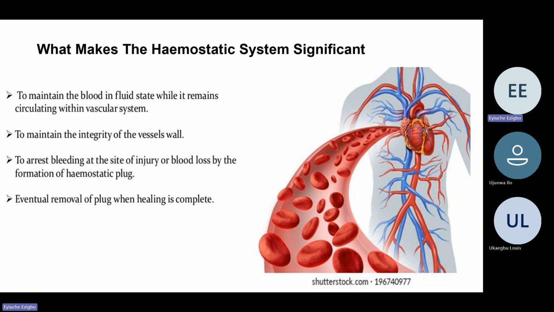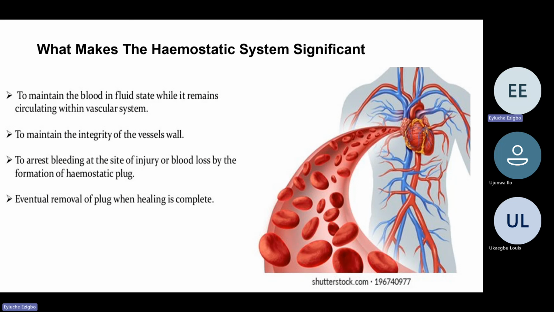Okay, what makes the hemostasis system significant? You may ask why is the hemostatic system important? Why should we study it? Why should we pay attention to the hemostatic system? We find out that the hemostatic system is responsible to maintain the blood in a fluid state while it remains circulating within the vascular system. Okay.